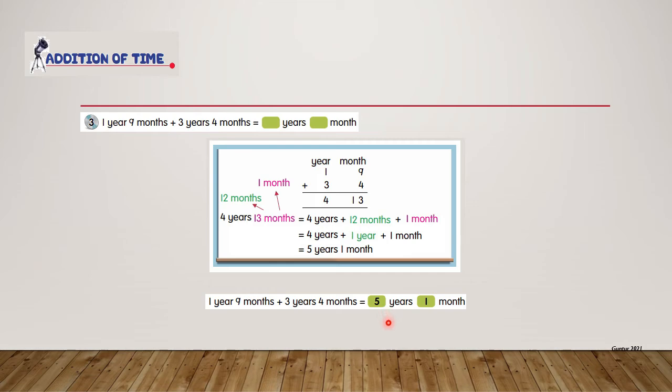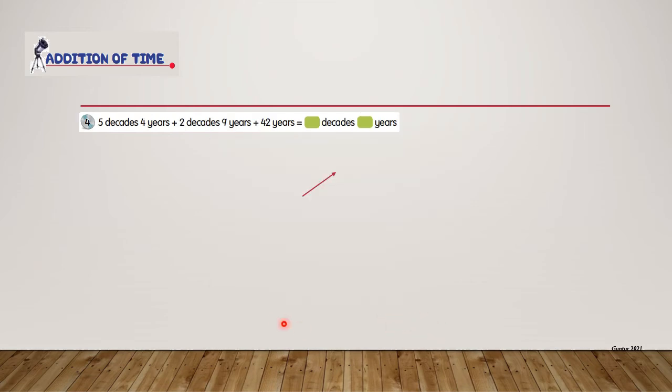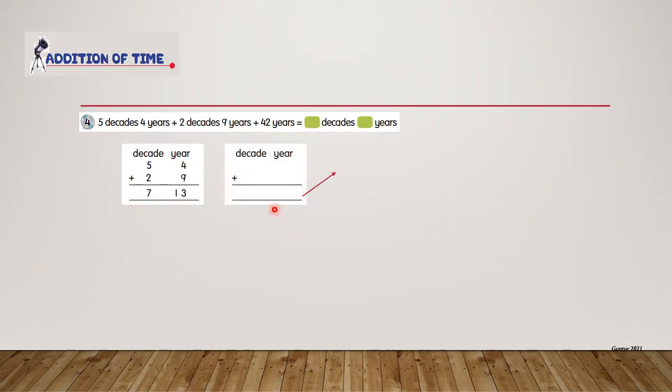Okay, we go to the next slide. 5 decades 4 years, add with 2 decades 9 years, add with 42 years. Between decades and years only, this part add only with years. Okay, we look at the standard arithmetic there. Between decades and years first. 5 decades 4 years and 2 decades 9 years. We add all together. 9 plus 4 become 13, and 5 plus 2 become 7. Okay, next. Decade and year. We bring the answer there.